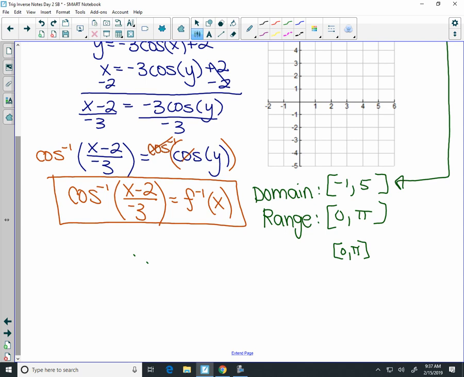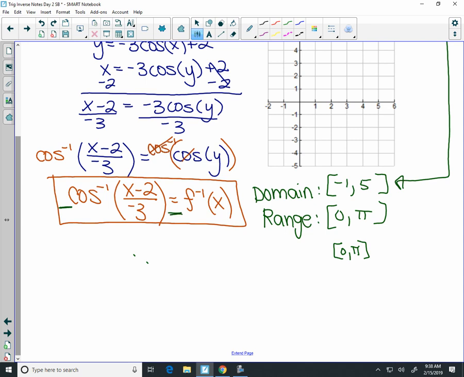Because there are no changes to the y's. We have cosine inverse and then a bunch of stuff in here, right? But all the stuff in there is just horizontal stuff. Nasty horizontal stuff, but it's horizontal stuff. We're not making any changes to the y's. We're not doing a stretch vertically or moving it up or down. And if we had anything out here, we would have to deal with that.